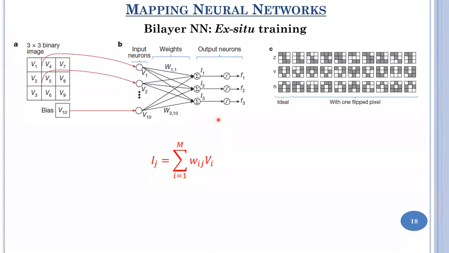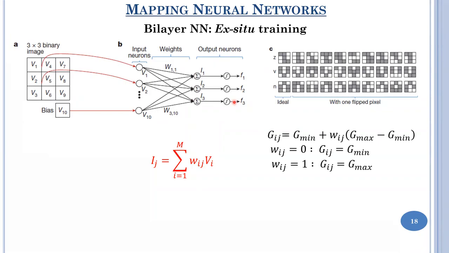The training set that we would be using here is this 3x3 image of Z, V, and N. To make a training set out of it, we have introduced an error of 1 pixel in all these images corresponding to a particular class. The classes are Z, V, and N. Once we get those weights from the software simulation, we have to convert those weights into conductances, which we now have to program onto our RRAM device.